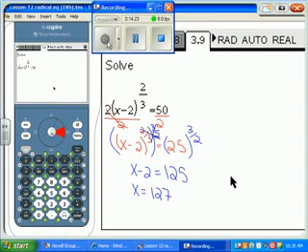Okay, do you guys remember how to do that? Everybody here remembers how to do it? If you don't, please tell me so we can go over it. Does it work?